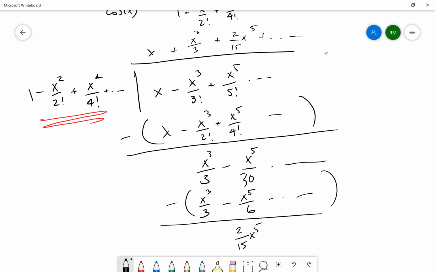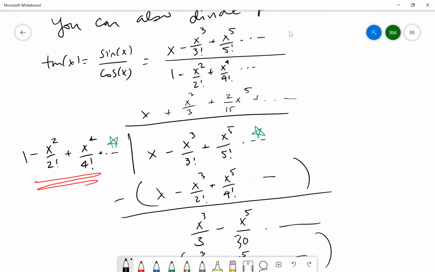And if we wanted more terms, we would need to include more precision. We would need to have more terms here and more terms here in the green stars in order to actually find out more terms of this series. So doing this long division, we found that the Taylor series for the tangent begins with these terms.